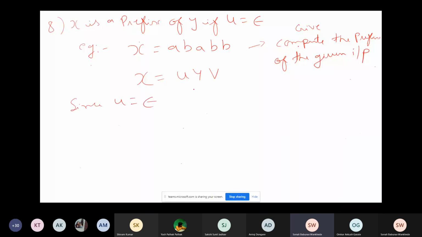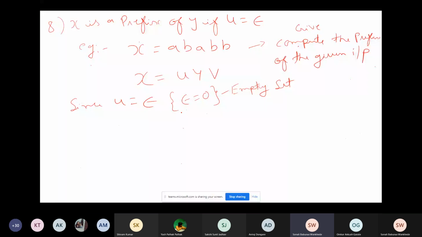Since u is equal to epsilon, epsilon means what? Epsilon means the value is 0. For a string, if the value is 0 or the string is an empty string, we denote that as epsilon, right? This was stated in our definition itself. So the first step, you will express that in our form of a substring.